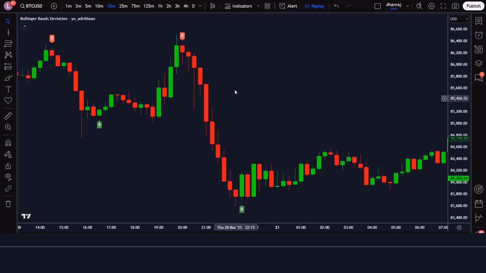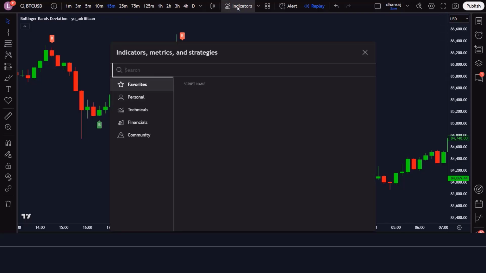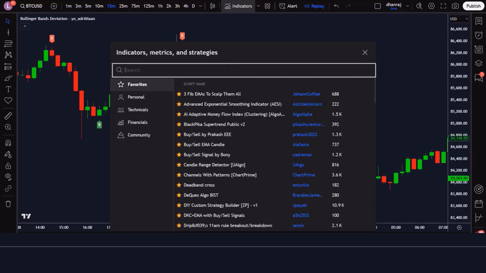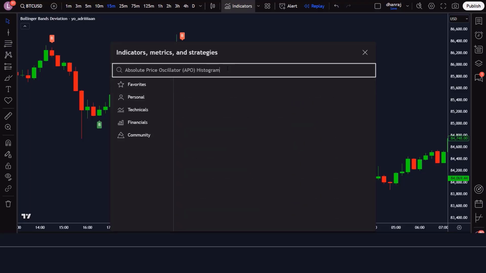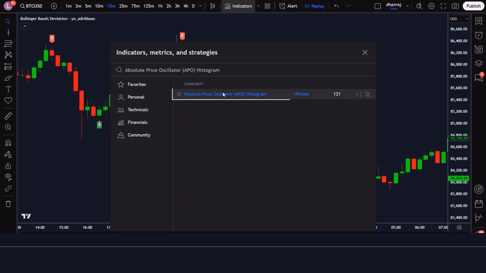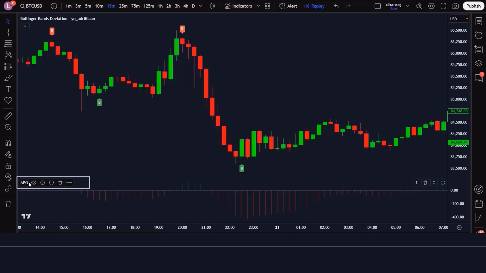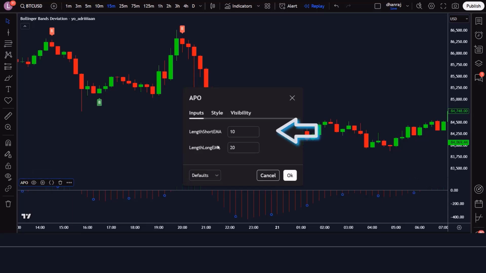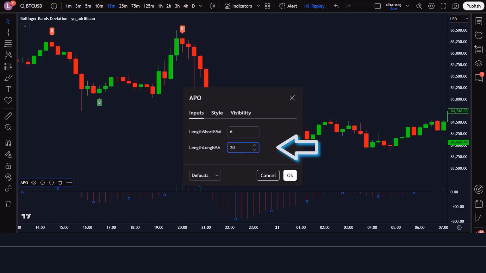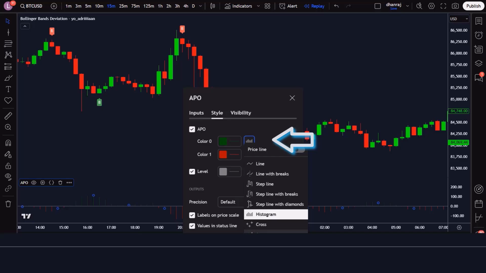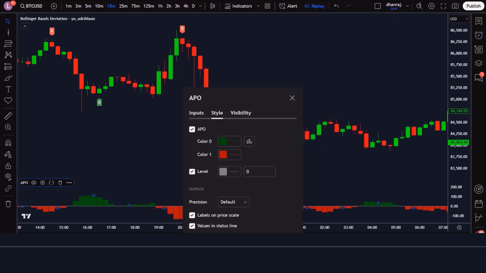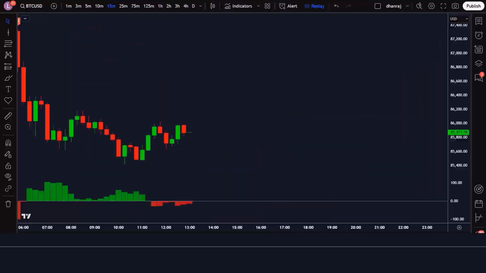After that we have to apply another indicator on the chart. We will search Absolute Price Oscillator, APO, histogram in the search box of TradingView. After that we have to click on Absolute Price Oscillator, APO, histogram option, in which we have to change some settings. We have to change this length short EMA option from 10 to 6. We have to change this length long EMA option from 20 to 4. We have to change this APO option from histogram to columns. Now our setup is ready.